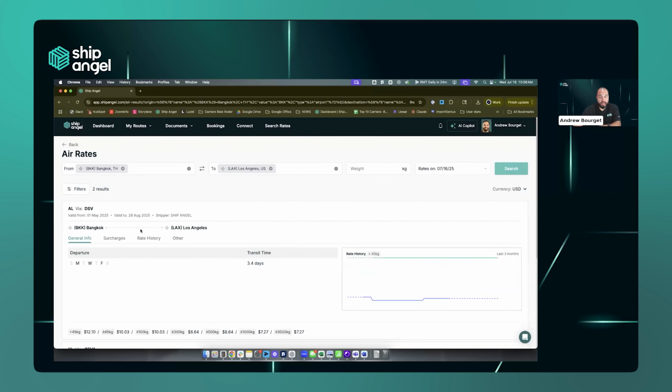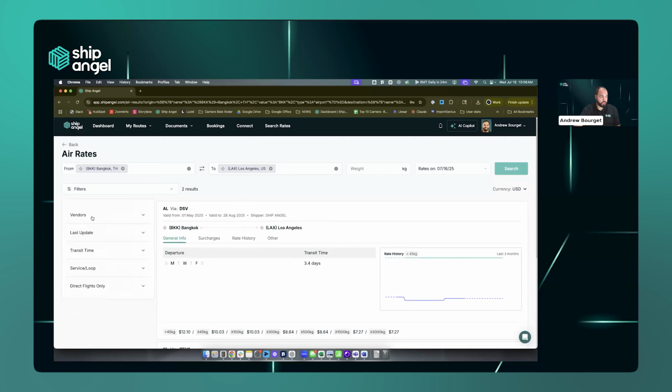When I click search, we're going to get all the results for this search. On the left, we have filters. We can go in and select maybe down to a specific vendor we want to look at. We can look at different things like transit time. If I don't have 3 days to move this and I know I need to move it in 2 or potentially an overnight style shipment, we can try to narrow the search results down. We can also start to look at direct flights in different service levels.